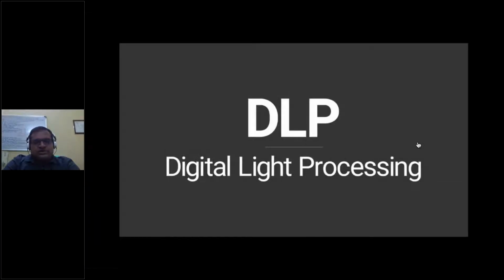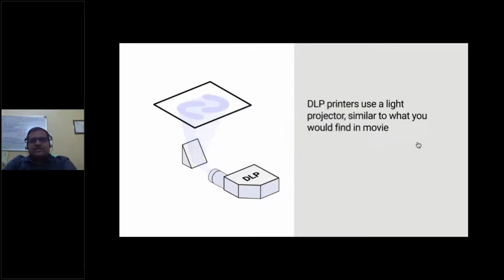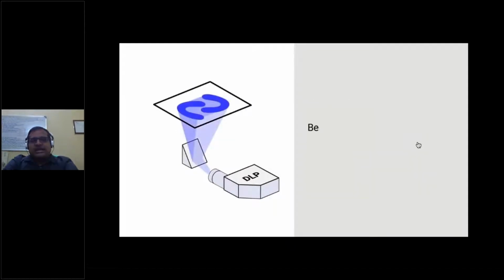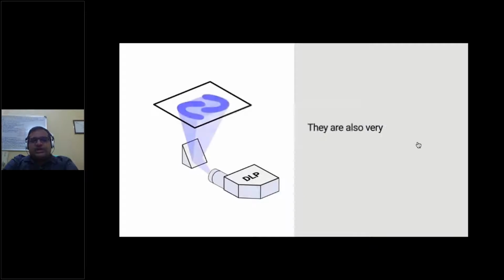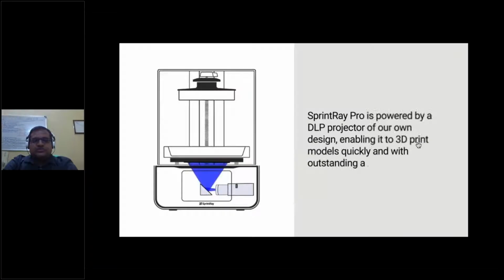So first we'll talk about DLP, which stands for digital light processing. Your DLP printer uses a light projector, which projects through the optics onto the cross section, and the cross section is cured in a single go. So your entire layer is done at once, rather than using a laser with a single point. With a projector and an optic system, you can get the entire layer in a single go.